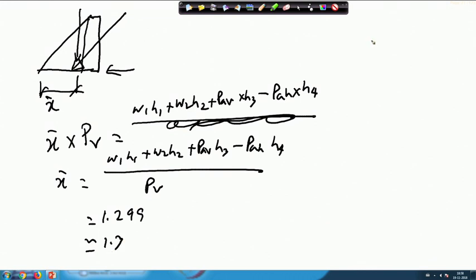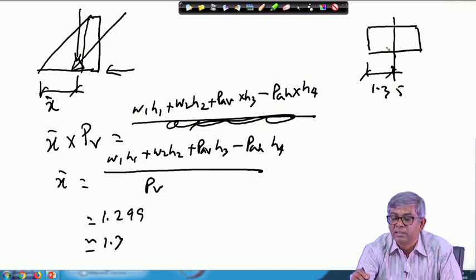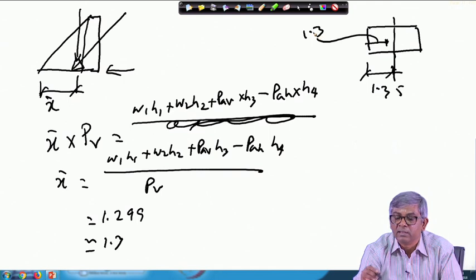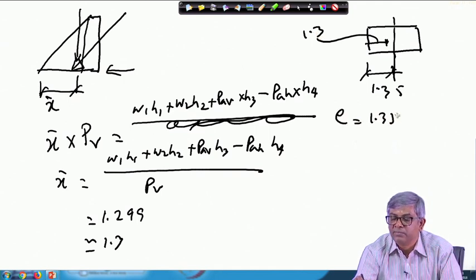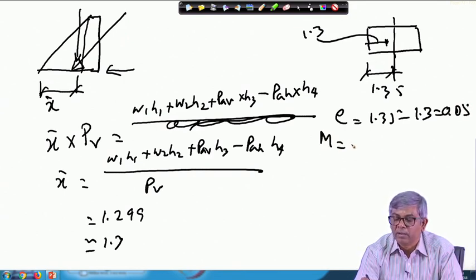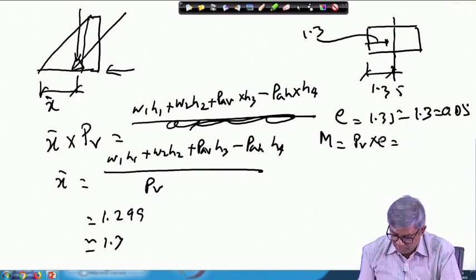Now, if I consider the base of the footing, suppose this one, and base of the footing is total 2.7, so half of it is 1.35, and the force is acting somewhere here at 1.3. That means e will be equal to 1.35 minus 1.3, that means 0.05. That means your M will become PV multiplied by e.